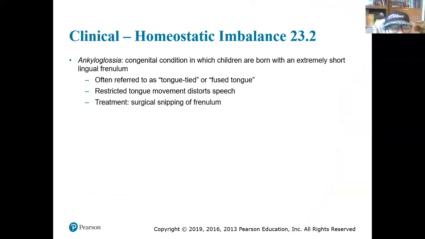So homeostatic imbalance, ankyloglossia. This would be a problem if someone has a very short lingual frenulum, that flap at the base of the tongue. A lot of times people call it tongue-tied or fused tongue. The tongue is held down, so it can't move as well. That can cause trouble with a kid learning to speak properly. They treat that by cutting that little flap, that frenulum.